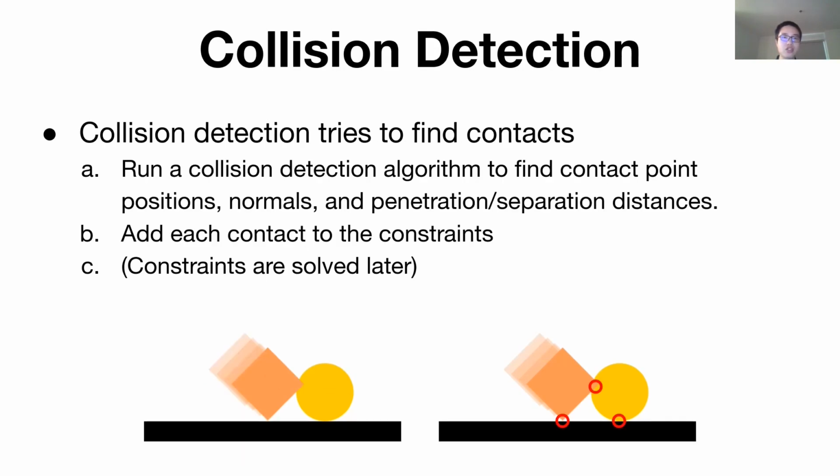Collision detection refers to the process of finding contacts between bodies. The collision detection algorithm finds the contact positions, normals, and penetration distances, then adds them into the list of constraints for the solver later. The collision module is often completely separated from the constraint solver module.